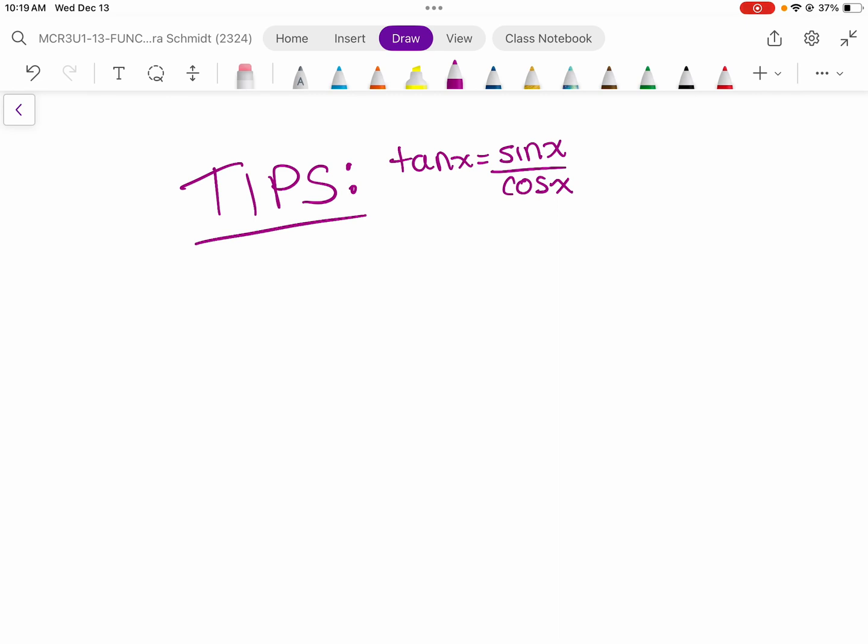Common denominators is a good strategy. So if you had something like 1 over cos x plus sine x, a good strategy would be to make a common denominator, so I'd have to multiply this top and bottom by cos x, and now I'd have a common denominator. So common denominators are a good strategy.